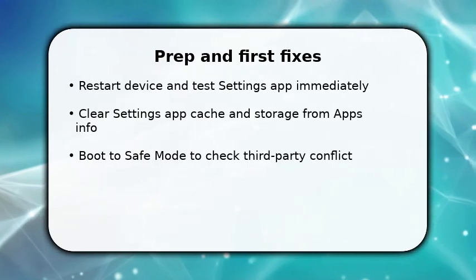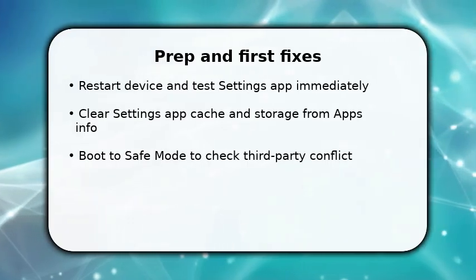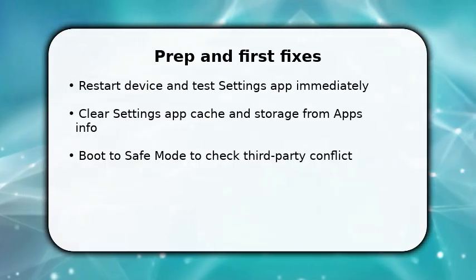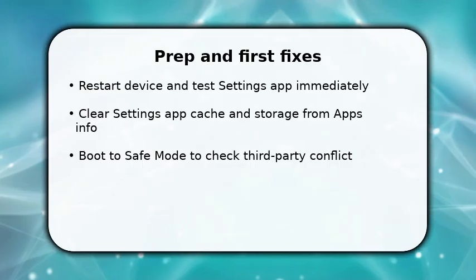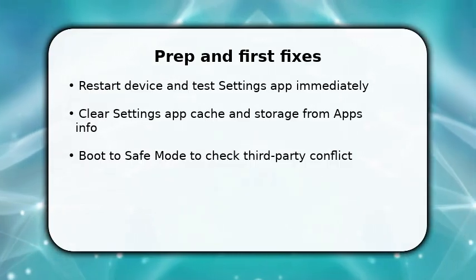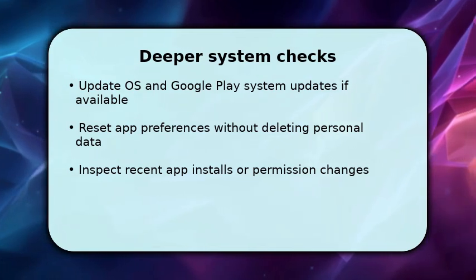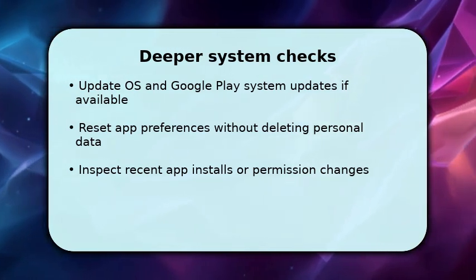Next, boot into Safe Mode to determine whether a third-party app causes the crash. Safe Mode disables extra apps so you can isolate the problem. Make sure to note whether Settings still stops while in Safe Mode before moving on. If Settings still stops, check for pending system or Play System updates and install them.